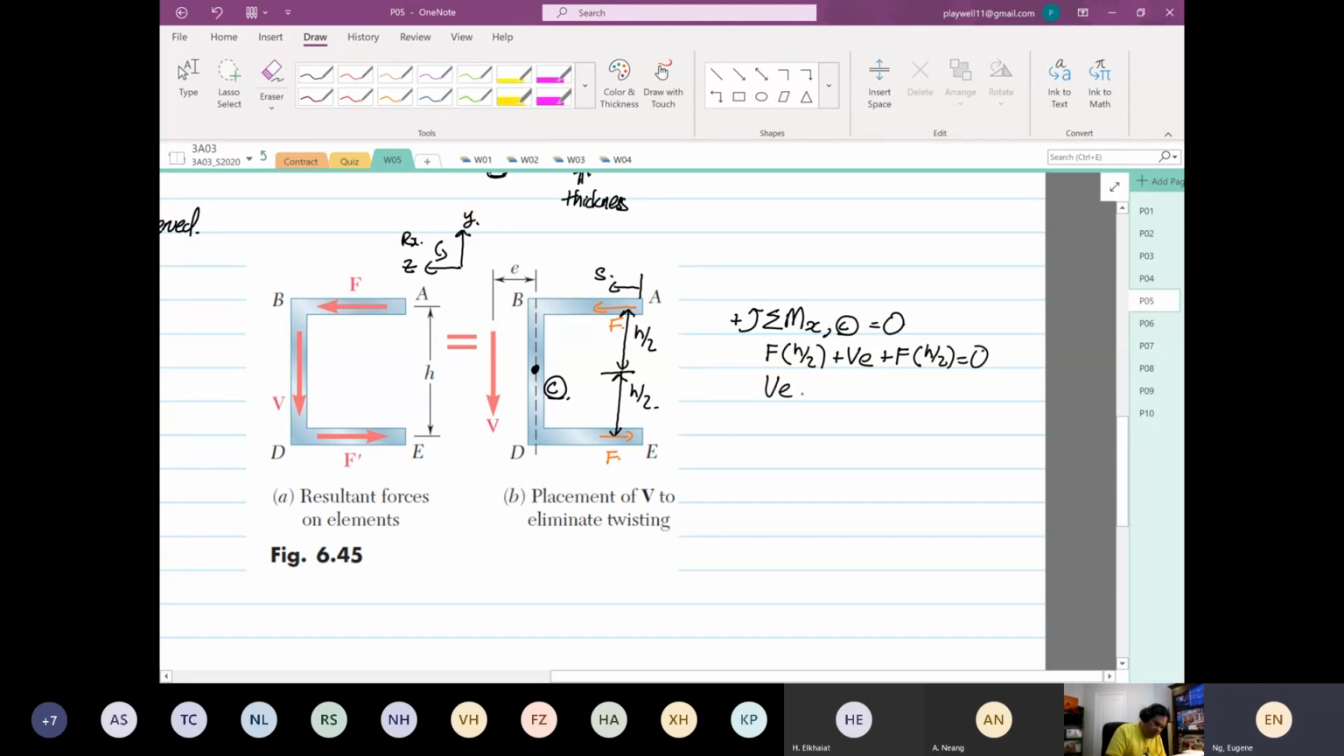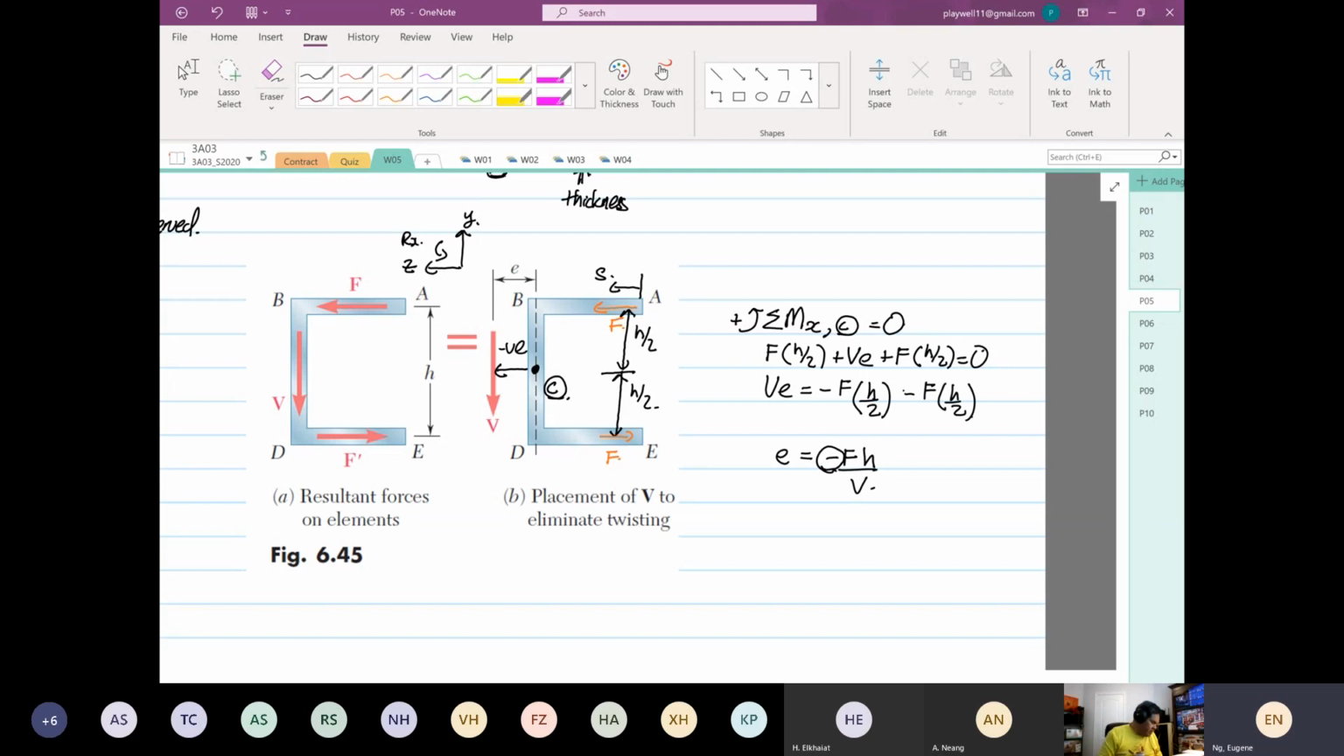So VE is equal to minus F, H over 2. So from here, E is equal to minus what? E will be equal to minus FH over V. Right? When you have a minus sign down here, it means it's going to be on the left side of C. When it's positive, it's going to be on the right side of C.